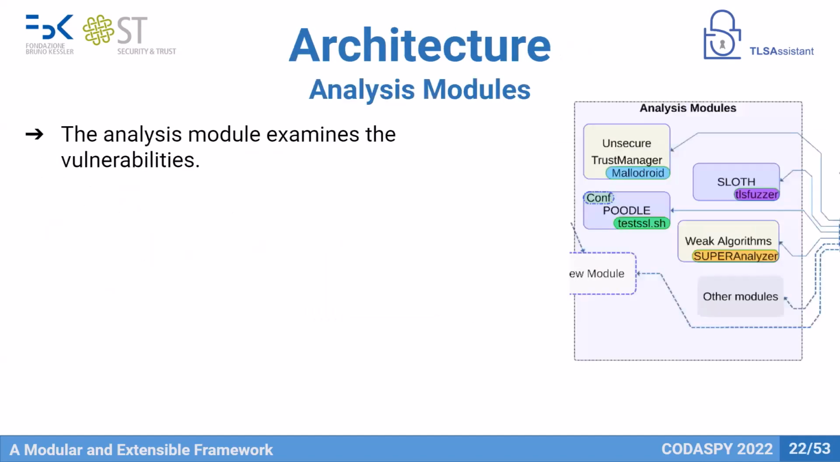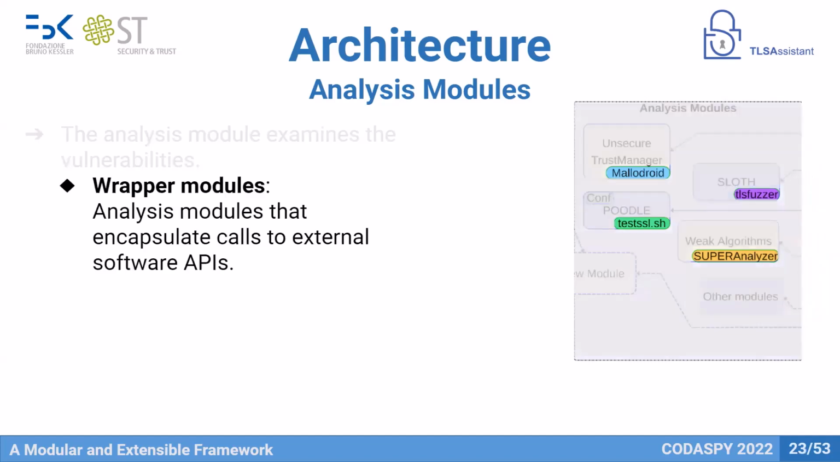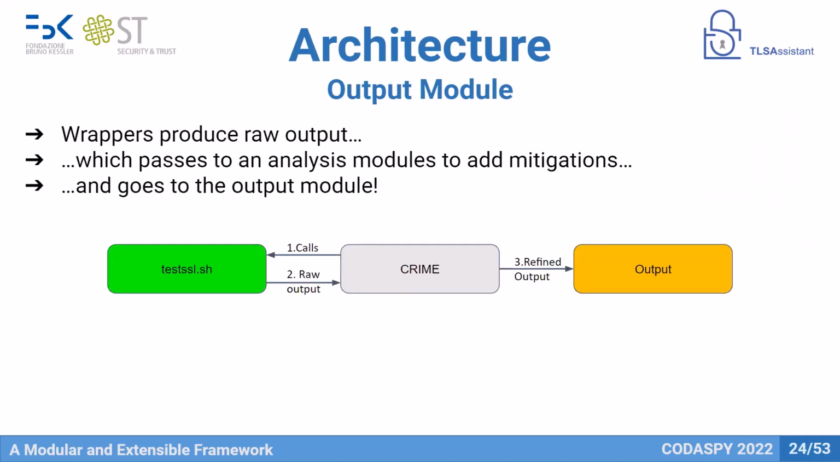The analysis modules are the modules that perform the analysis of the vulnerabilities, and these modules will be loaded into memory by the core. These analysis modules also use the wrapper modules that encapsulate the calls to external software or external APIs. And as you would expect, this part generates raw output. So we have to pass it to the normal analysis module to refine the output and make it human readable.